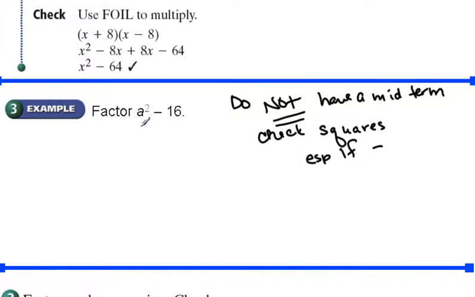Is a squared a perfect square? Yep. A times a. Is 16 a perfect square? Yep. 4 times 4. So it's (a minus 4) times (a plus 4). And there you go. So that would be the difference of squares. That's the only way you can get negative 16, a negative 4 times a positive 4. And that would also cancel out your middle terms.